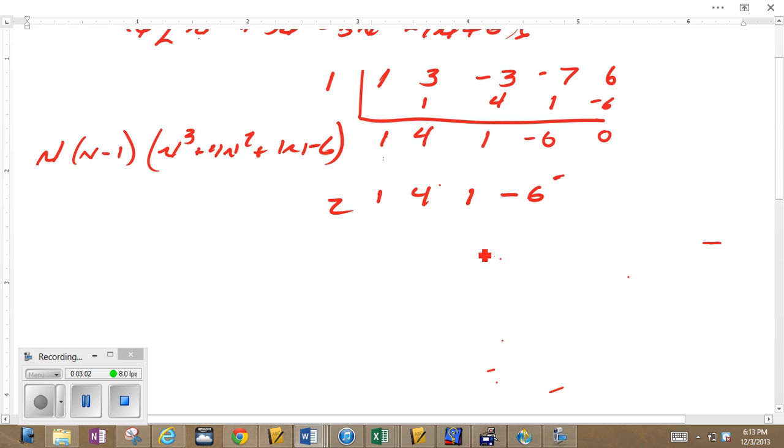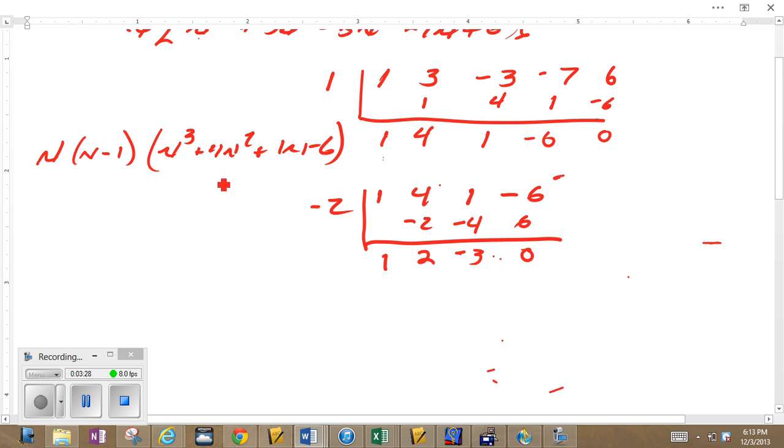And I'm going to try the negative 2. Okay, so 1 comes down. 1 times negative 2 is negative 2. Add, is 2. Times negative 2 is negative 4. Add, here is negative 3. Times negative 2 is 6. Goes to 0. That's great.